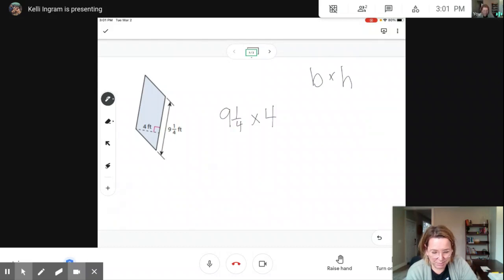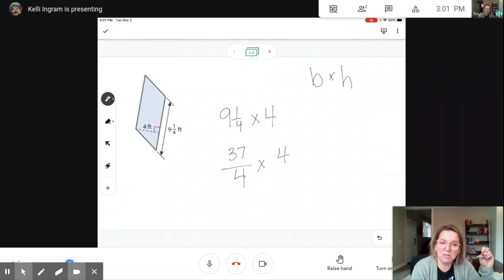I would write this as an improper fraction by doing 9 times 4 is 36, plus that one extra piece is 37. So 9 1/4, I could write as 37/4 times 4. And because I'm multiplying fractions, I'm going to turn that 4 into 4/1. It's still the number 4, but that helps me see it as a fraction.